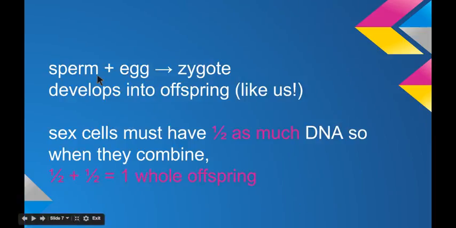So, when a sperm and an egg combine, they form a zygote. That zygote develops into an offspring, like us, like a baby. So, sex cells must have half as much DNA so that when they combine, you get a whole offspring. So 1/2 of DNA from the male sex cell, from the sperm, and 1/2 DNA from the female sex cell, from the egg, equals one whole offspring. A half plus a half is a whole.